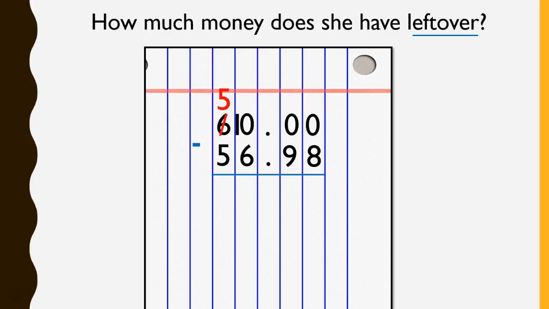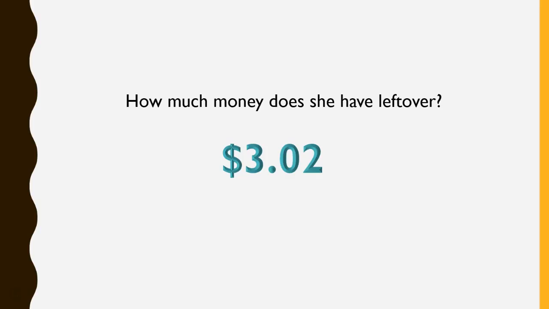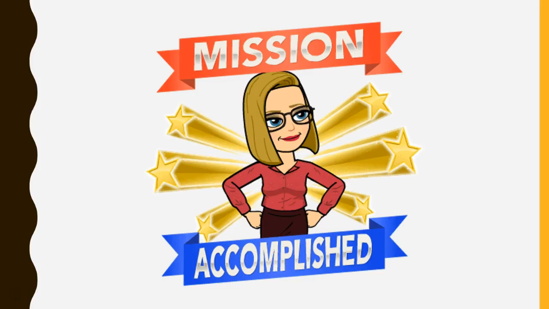So you just start subtracting, borrowing if you need to, regrouping. 10 minus 8 equals 2, 9 minus 9, 0. Put down the decimal. 9 minus 6, 5 minus 5. Oh, we are finished. Okay, so how much money does she have left over? $3.02. We did it. Mission accomplished. You guys did awesome.